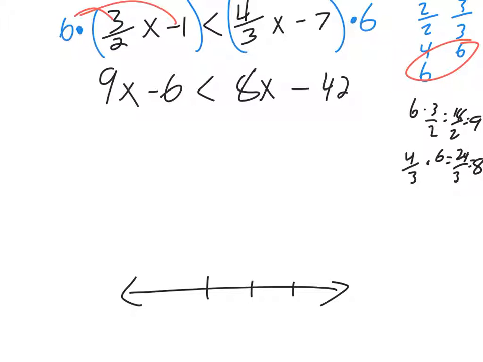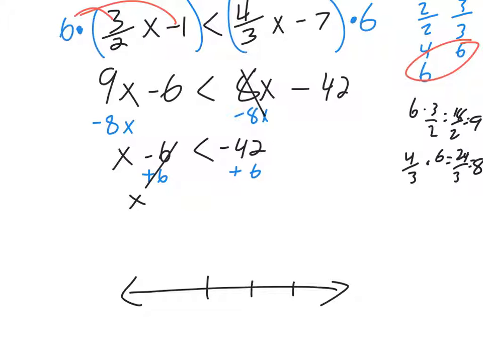Alright, so now I'm going to move the 8x to the left. So I'm going to subtract 8x on both sides. Those cancel. I'm left with just a single x here, minus 6 is less than negative 42. Okay, add 6 to both sides. Those cancel. x is less than negative 36.